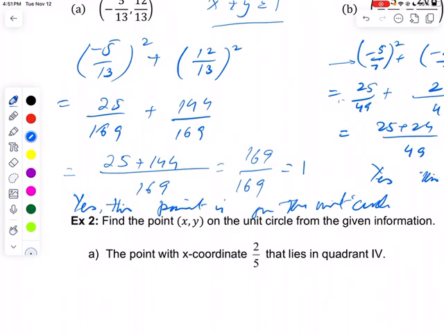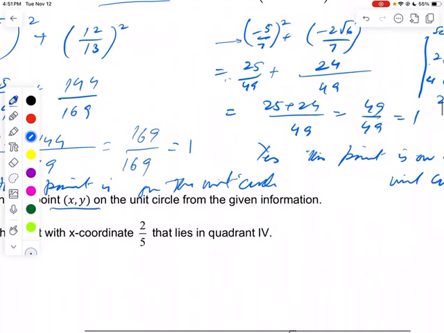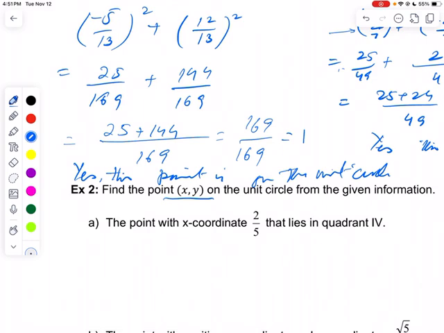Now, the next question is a little bit opposite of what we just did. This says find the point xy on the unit circle. So it is telling you that xy is on the unit circle, from the given information. So the first one, the point with x coordinate 2/5. So it means x is 2/5. We have to find y. Y is equal to what? Such that the point lies in the fourth quadrant. So we have to find y such that x is 2/5, the point is on the unit circle, and the point lies in the fourth quadrant.